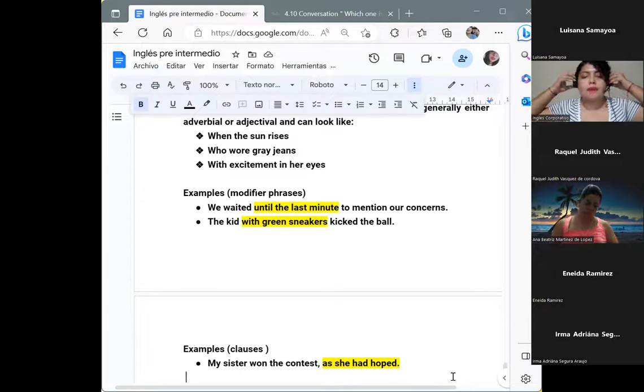And that is like the first sentence. And we understand what is the point of that sentence. Ahí ya entendemos, ¿verdad? ¿Cuál es el mensaje que estamos dando? Mi hermana ganó el concurso. Y ahí está mi frase. But I have a second part here. Tengo una segunda parte que es mi cláusula. As she had hoped. Como ella lo esperaba. En ese caso, as she had hoped, no puede funcionar sola porque yo no estoy entendiendo a qué se refiere esa oración. As she had hoped. ¿Qué esperaba? I don't know. But in this case, when I have the two sentences together, I have an idea about the main thing. Now, we have the next one.